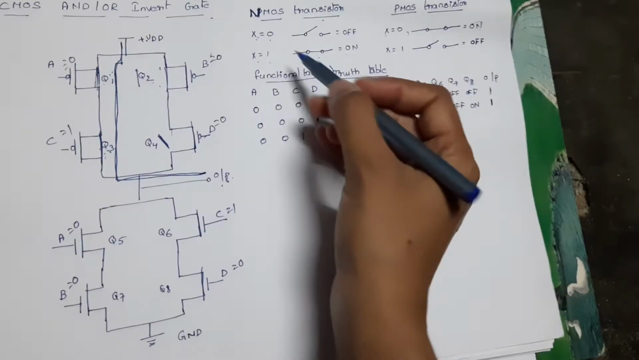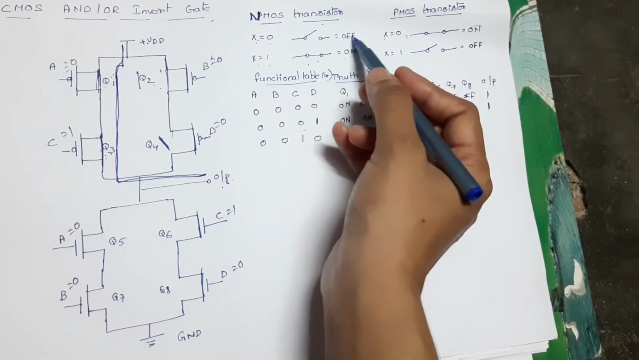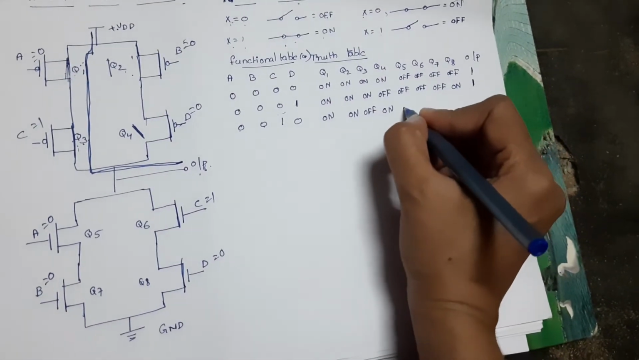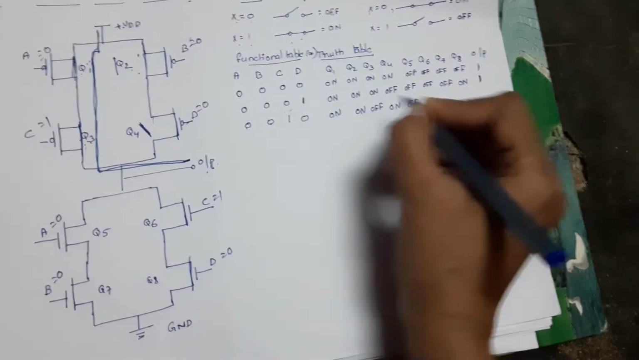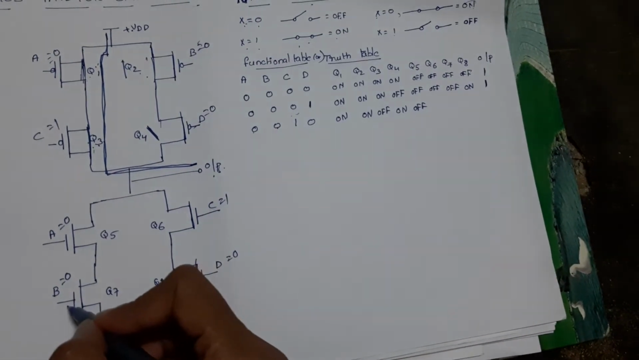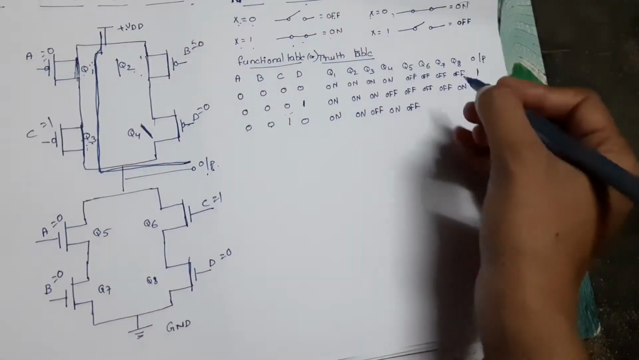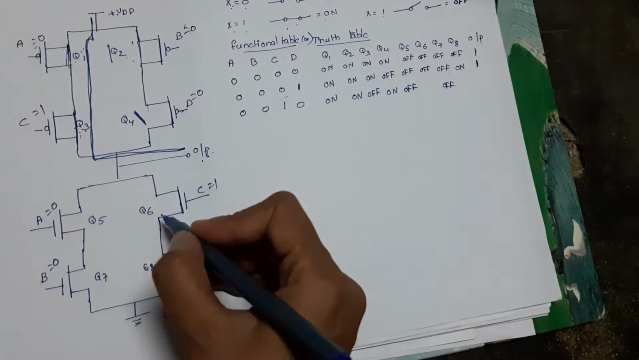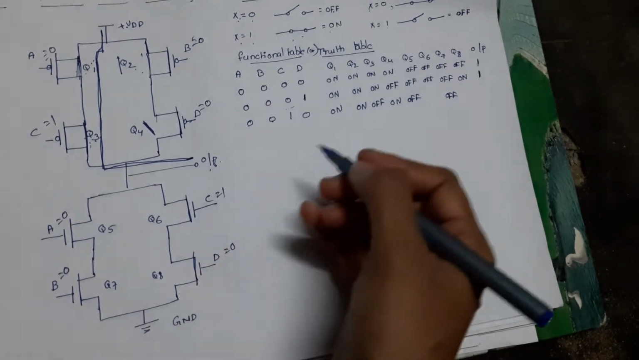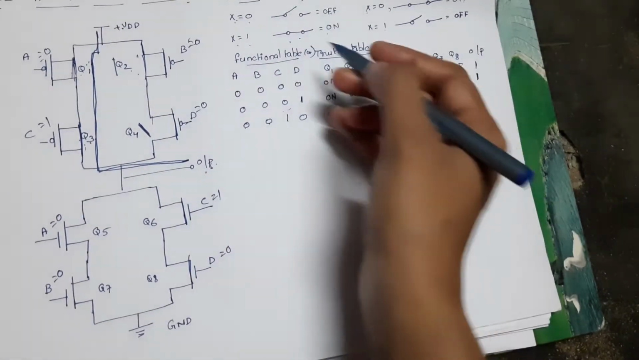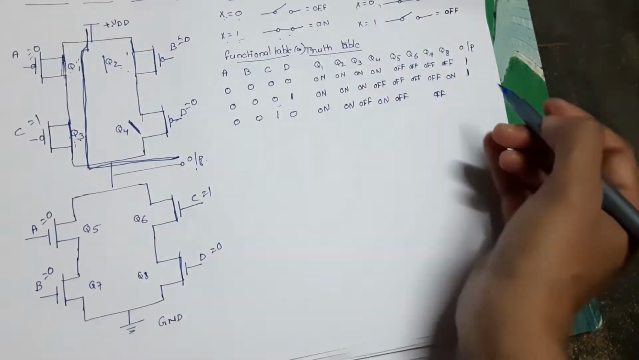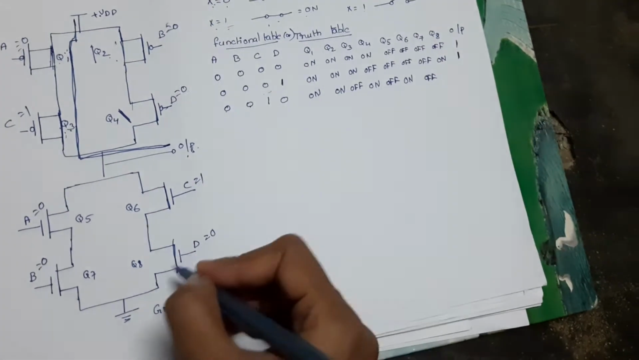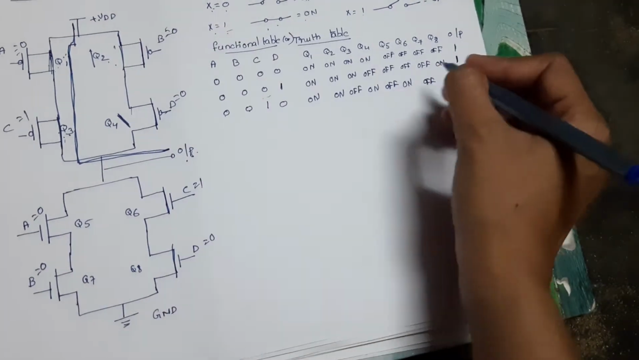So A is equal to 0 means the NMOS transistor input is 0, so the transistor is off. That means Q5 transistor is off. Next, B is equal to 0, that means Q7 transistor is also off. Next, Q6 transistor, C is equal to 1, so input is equal to 1, the transistor is on. So Q6 is on. D is equal to 0, that means Q8 is also off.